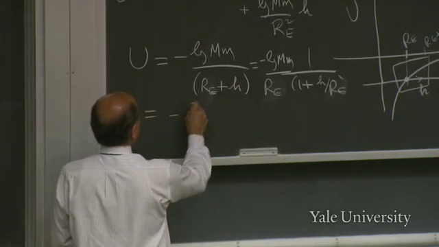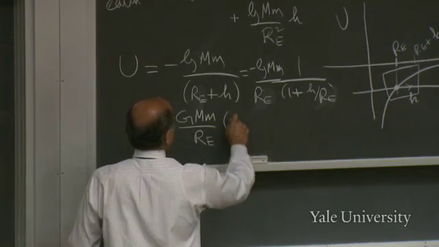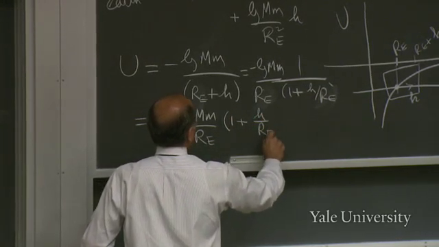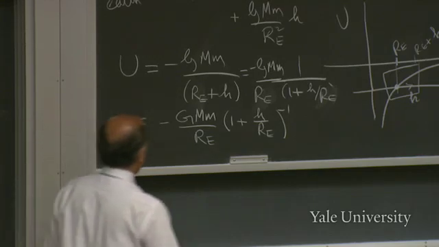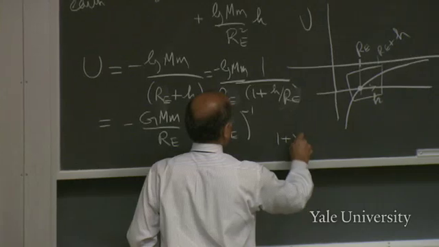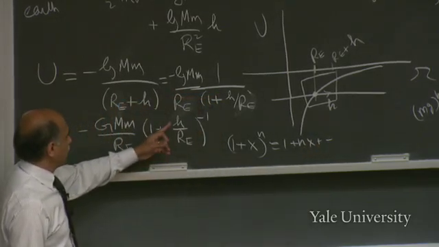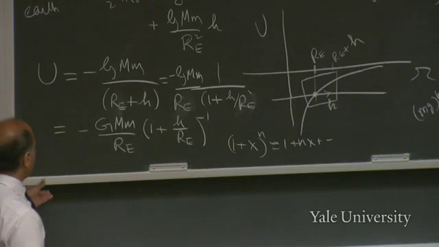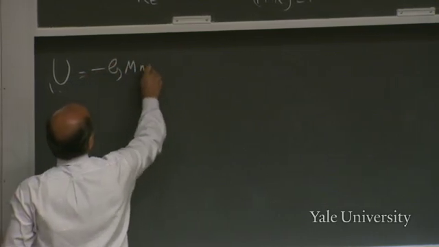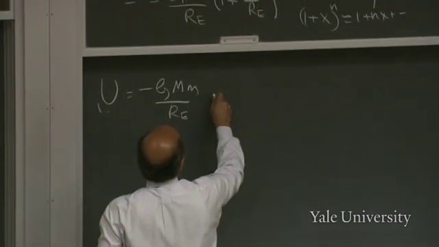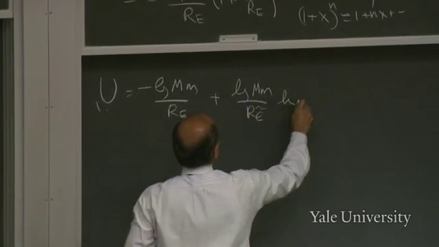Then I write this as minus GMm over radius of the Earth times 1 plus h over radius of the Earth to the power minus 1. I just bring the downstairs to the upstairs. Then remember the wonderful formula I told you. You guys have to know this. 1 plus x to the n is approximately 1 plus nx if x is very small. x is here the height over the radius of the Earth, which is obviously tiny. So I can approximate that, and I get u equal to minus GMm over RE times 1 plus GMm over RE squared times h.